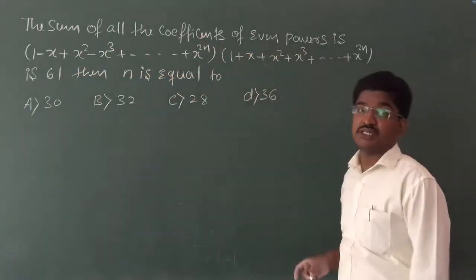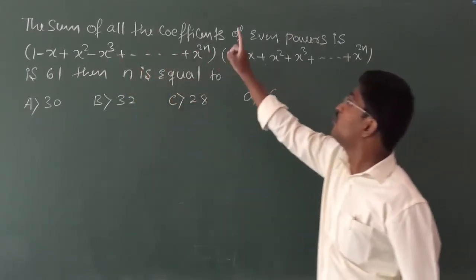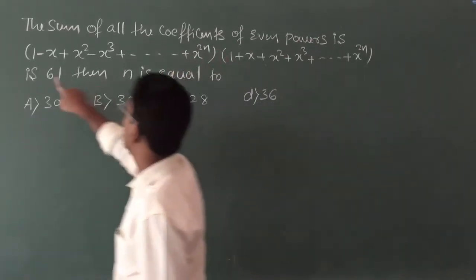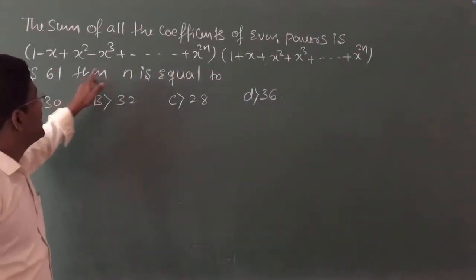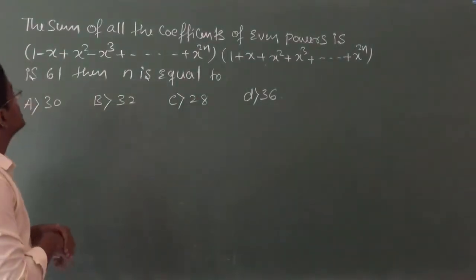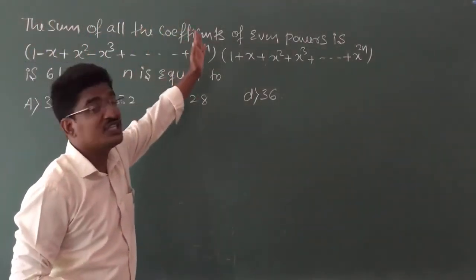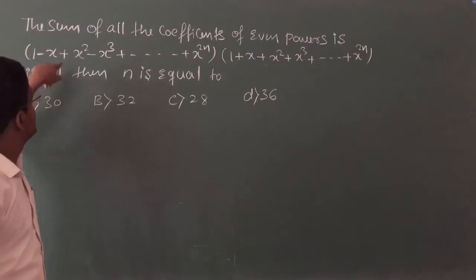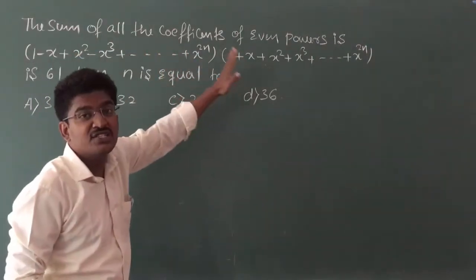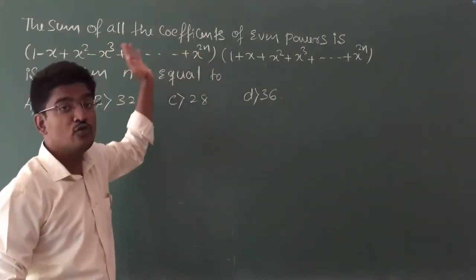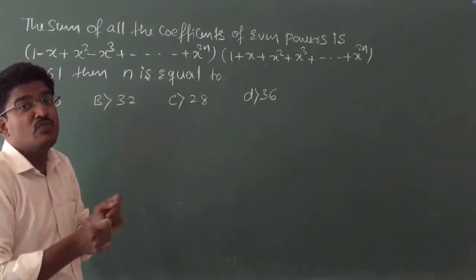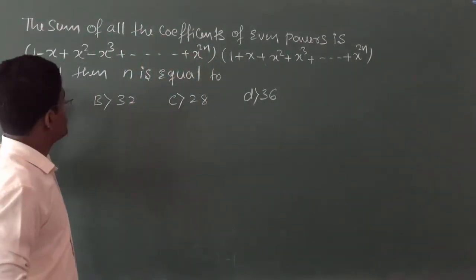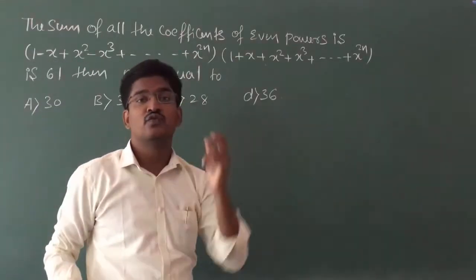The sum of all the coefficients of even powers in this equation is 61. Then n is equal to, so please understand this. The sum of all the coefficients of even powers is 61. That means in this multiplication of two polynomials, if I take the sum of the coefficients of even powers of the product of these two polynomials, it will be equal to 61. Then what is n, they are asking.